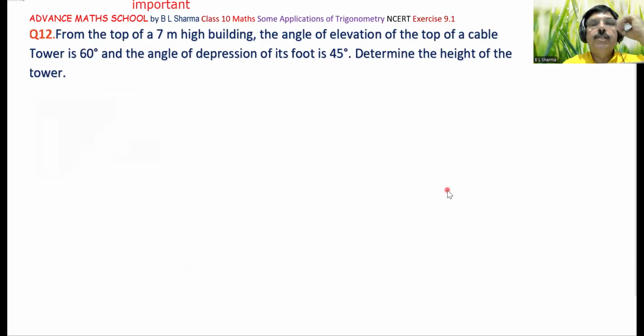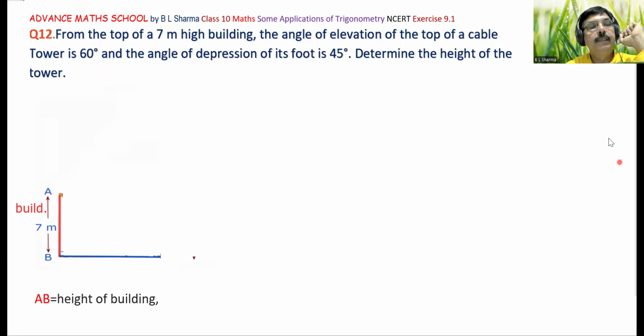Hello everyone, I'm BL Sharma Math sir discussing exercise 9.1, that is some application of trigonometry, class 10th mathematics, chapter number 9, NCERT, and this is question number 12. Question number 12 is on your screen, and the question says, from the top of a 7-meter high building, the angle of elevation of top of a cable tower is found to be 60 degree.